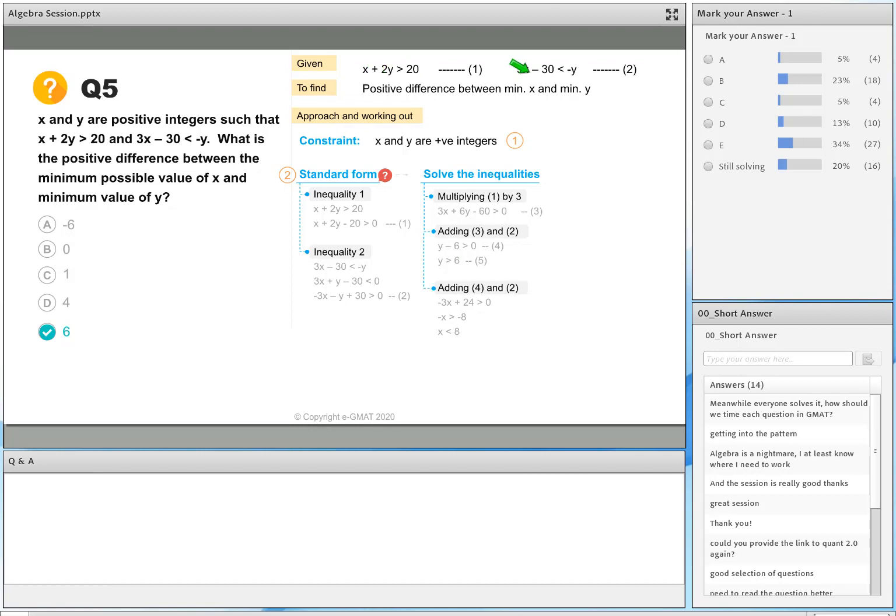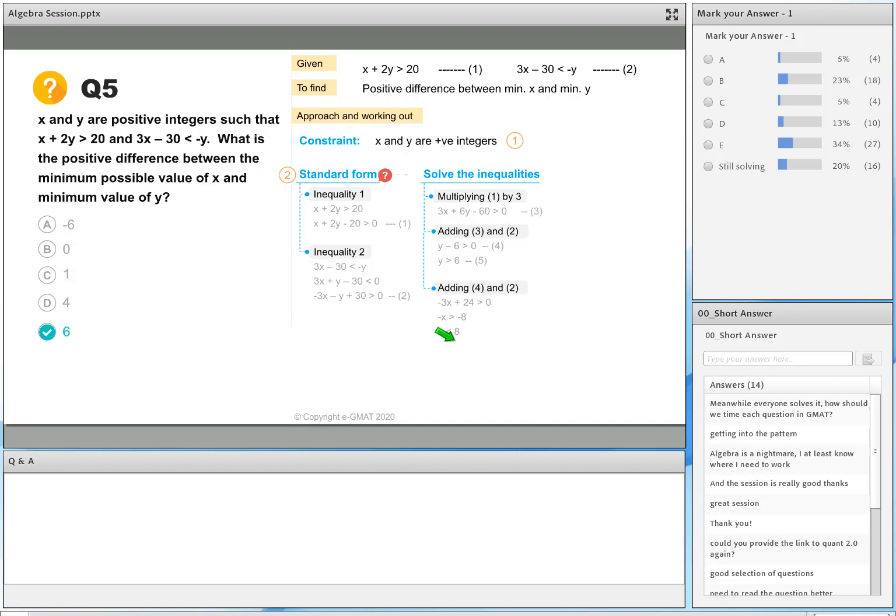What I am doing here is I'm going to use this one, the y minus 6 greater than 0, fourth one, with the second one. Why now? Because look at the coefficients, minus 1 here and plus 1 here. So if I add these two, I will be able to eliminate y. All I'll be left with is my x, and then just simple solving gives me x less than 8.